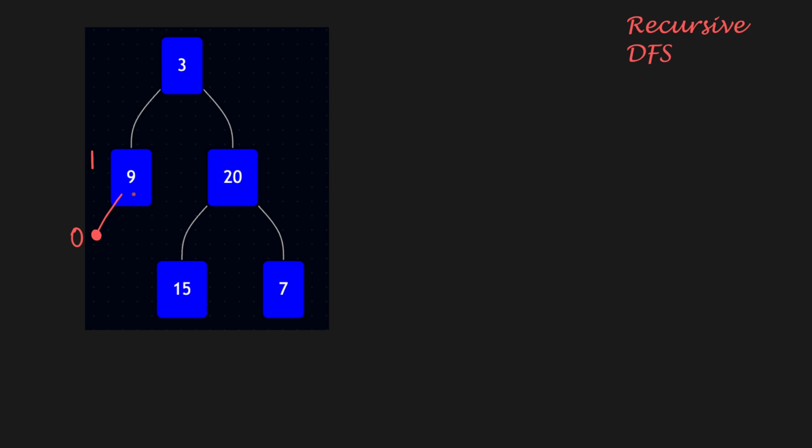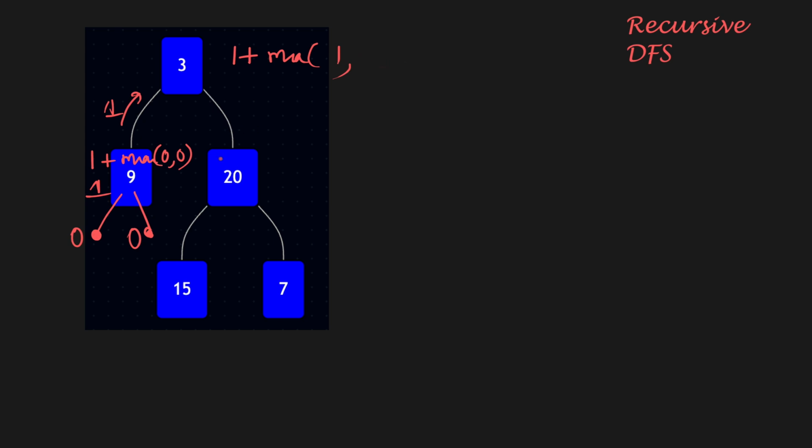Then we try the right child, which is also null, so it also contributes 0. Therefore, the total depth of the subtree rooted at 9 is 1 plus maximum of 0, 0, which is simply 1. Now we are done with the left subtree, which contributes a maximum depth of 1 to node 3. So the maximum depth of node 3 will be equal to 1 plus the maximum of the depth we got from the left subtree, that is 1, and the right subtree, which we have to calculate.